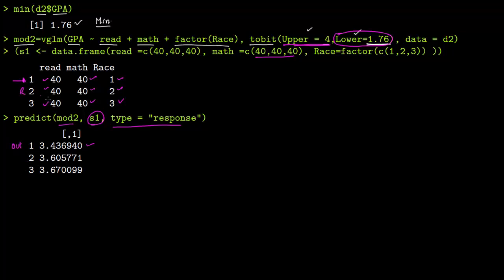Now you feed in row 2 into your model. Reading score is 40, math score is 40, race is 2. It will give you 3.60. Then row 3, you feed in reading score is 40, math score is 40, race is 3. It will give you 3.67.